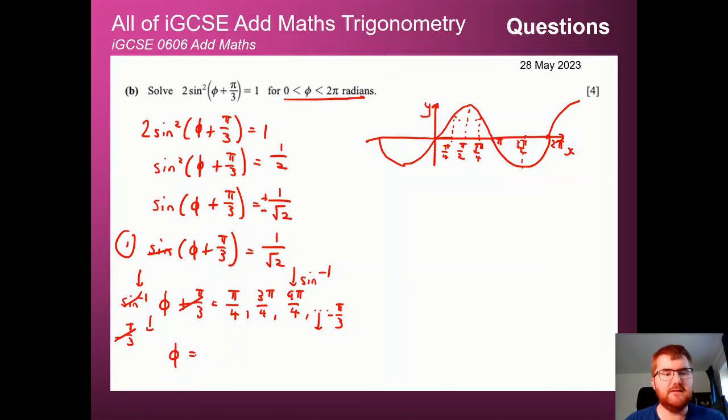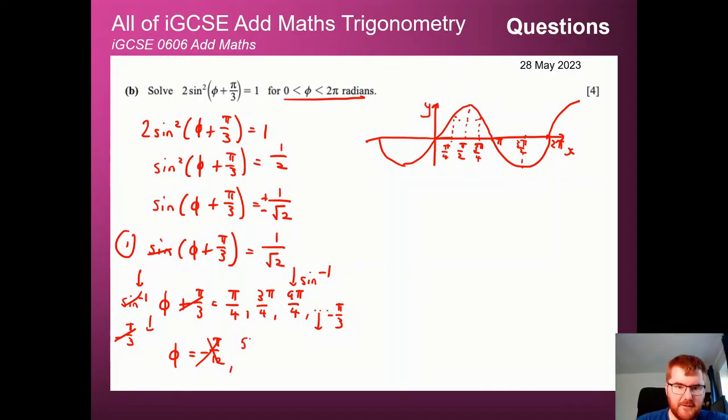So let's look at the solutions here. So you get pi over 4 minus pi over 3. That gives us negative pi over 12. That won't be a solution because it's beyond 0. So we don't have to worry about that one. Just be very precise with these things.